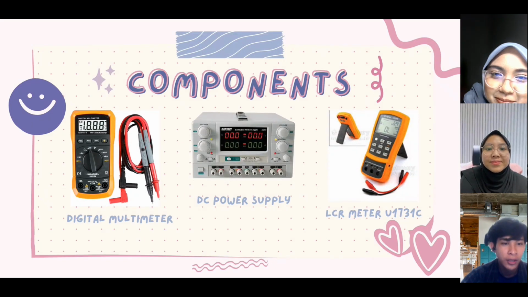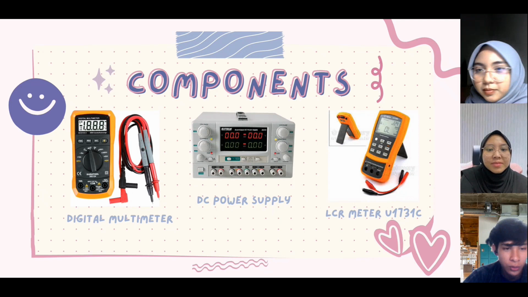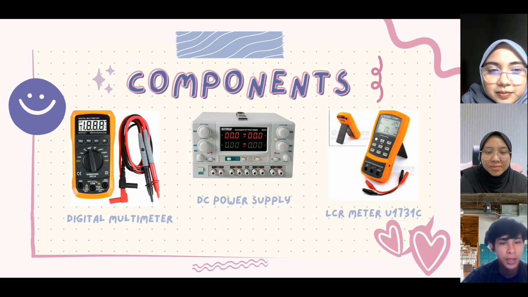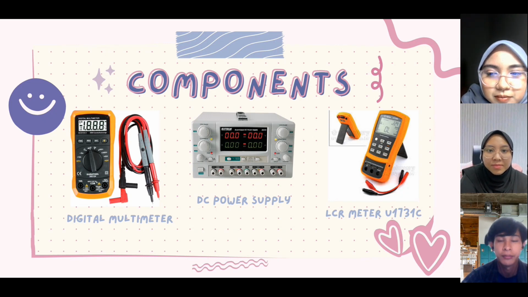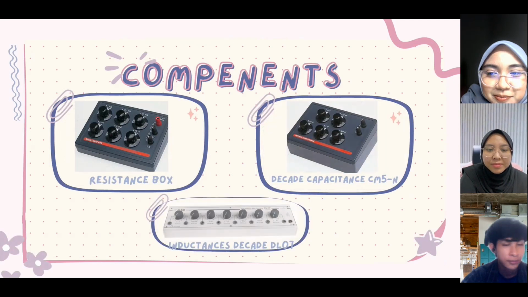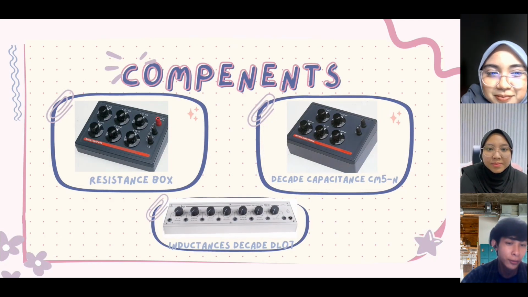This is the component that we use to measure the circuit. Firstly, we use a digital multimeter, DC power supplies, and LCR meter. And then resistance box, inductance decade, and decade capacitance.